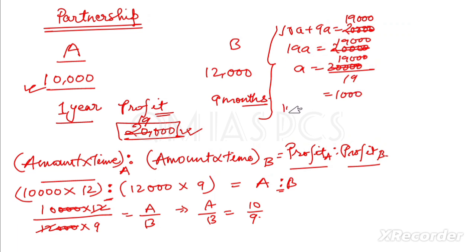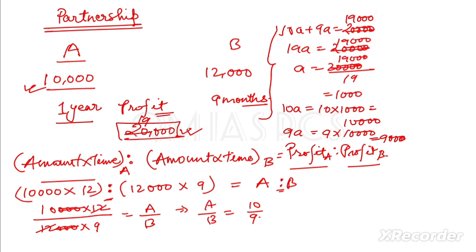So that means 10a is equal to what? 10a is equal to 10 multiplied by 1,000. That is 10,000. And 9a means 9 multiplied by 1,000. That will be 9,000. So this is our data. So this is our first method.